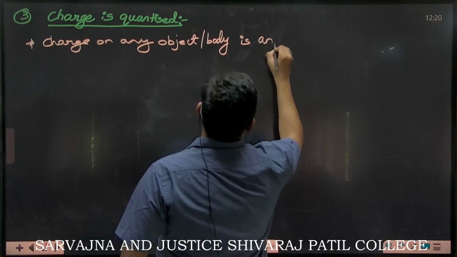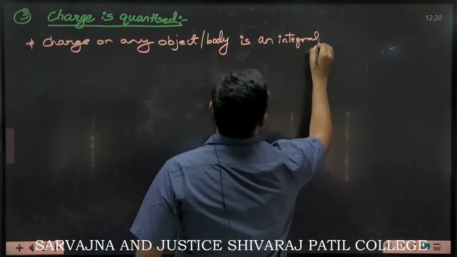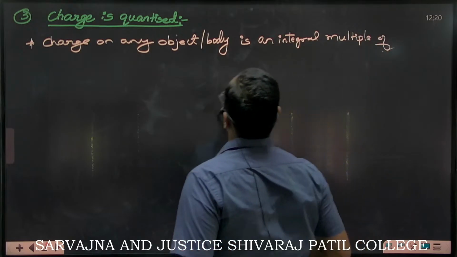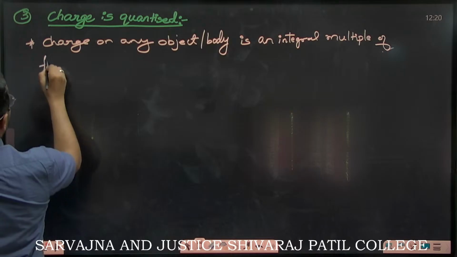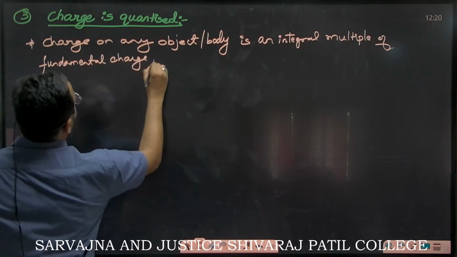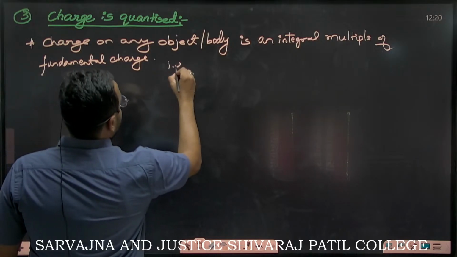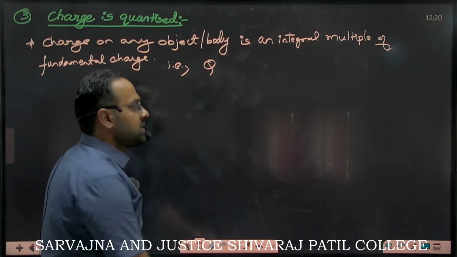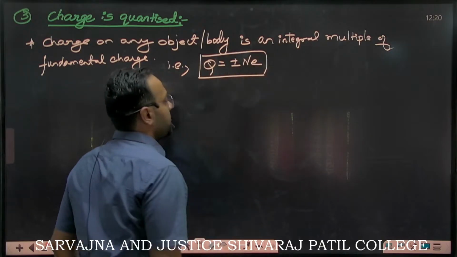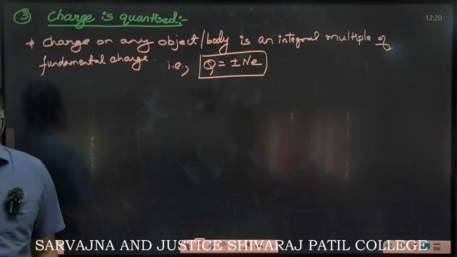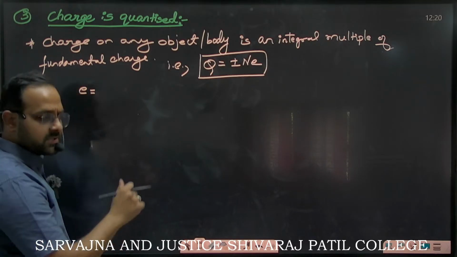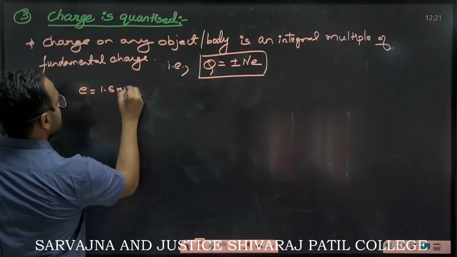is an integral multiple. That is, if you want to write in terms of formula, charge on any body Q will be written as plus or minus n into E. What is E here? Fundamental charge, fundamental value of charge. E is 1.6 into 10 power minus 19.